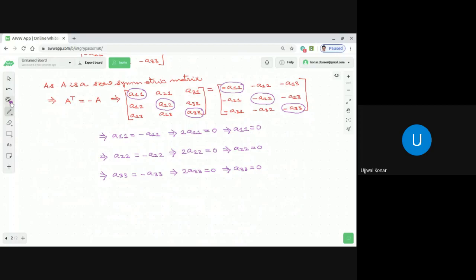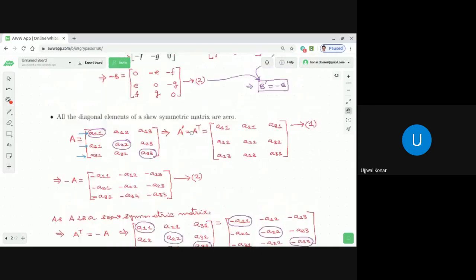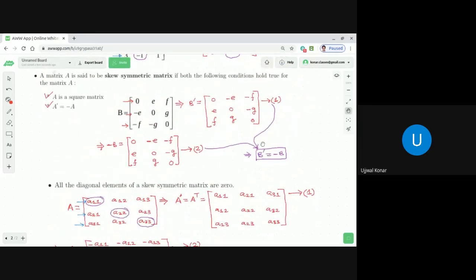So this matrix A finally is equal to 0, A12, A13; A21, 0, A23; A31, A32, 0. So the diagonal elements are 0. We have established this. And that's why, if you see the example of a skew-symmetric matrix that I started with, 0, E, F; minus E, 0, G; minus F, minus G, 0, the diagonal elements are 0. Correct? So this is an important property: all the diagonal elements of a skew-symmetric matrix are 0.